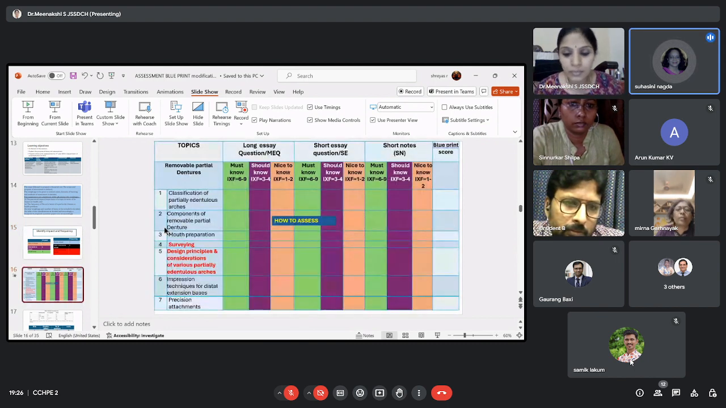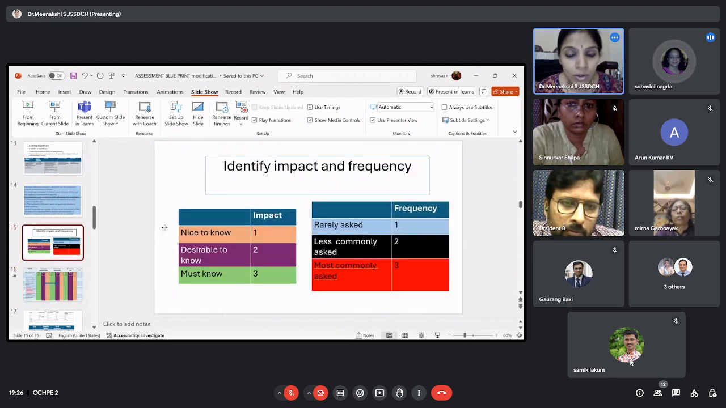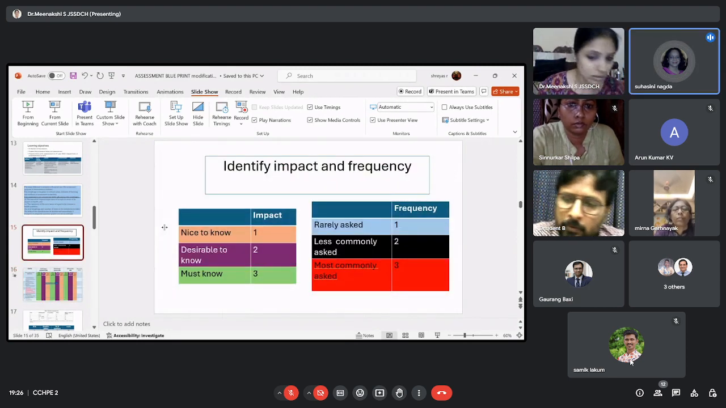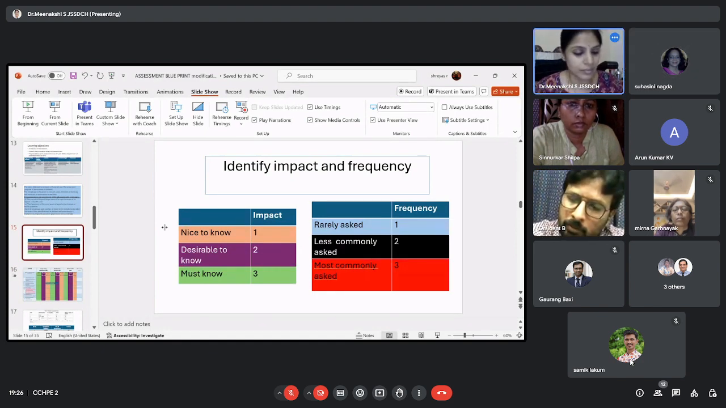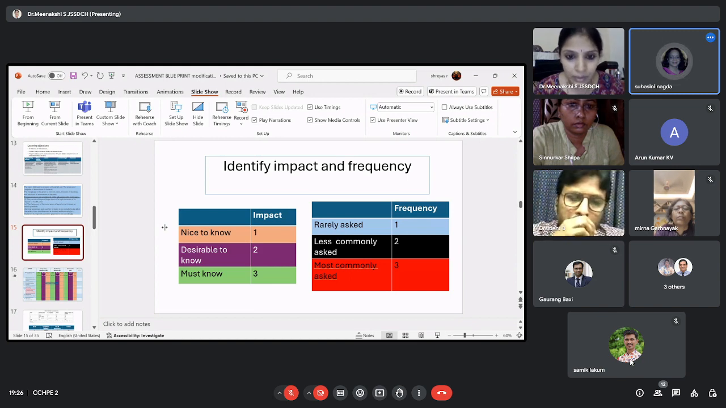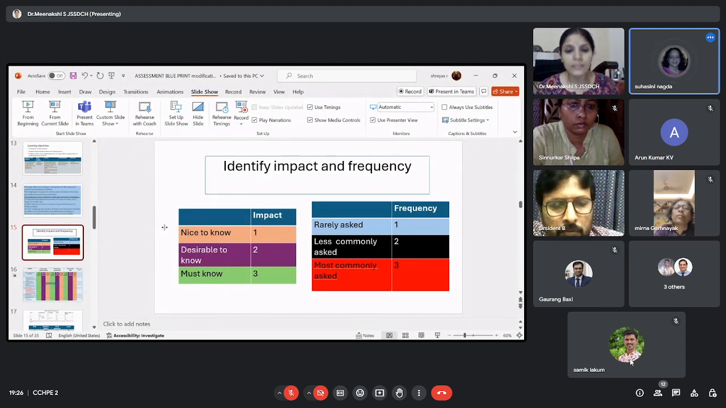Can I interrupt here? Yes, ma'am. Frequency is not about less commonly asked, but rather the prevalence of the particular procedure or disease in practice. Okay, ma'am. And you said rightly that the impact is about what they have to know. That's important. That means the impact on the practice and the patient is more. Yes, ma'am.